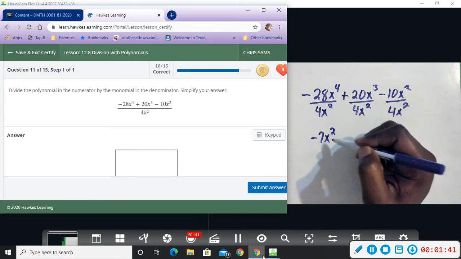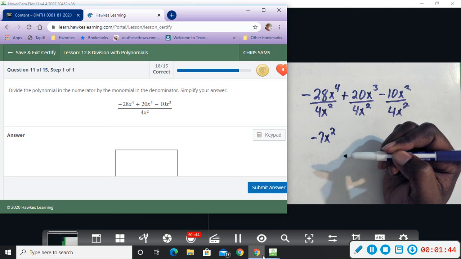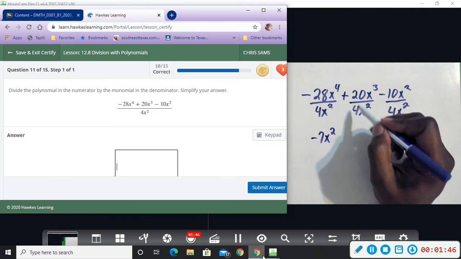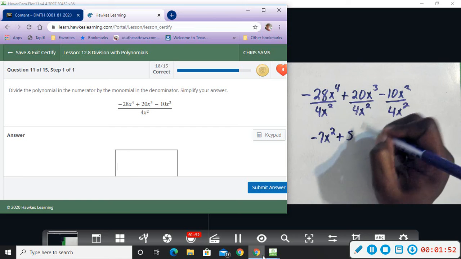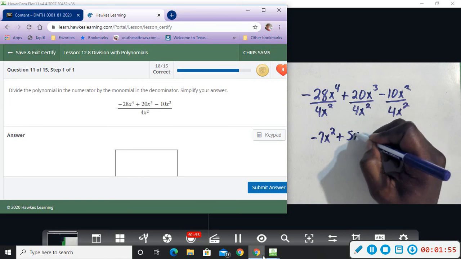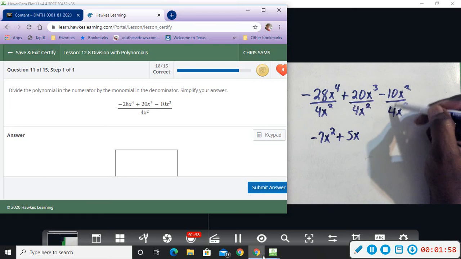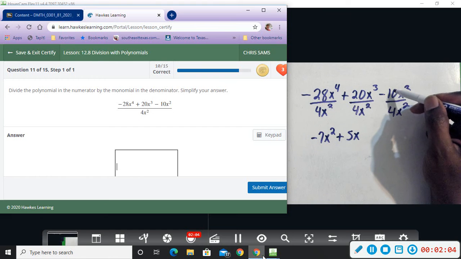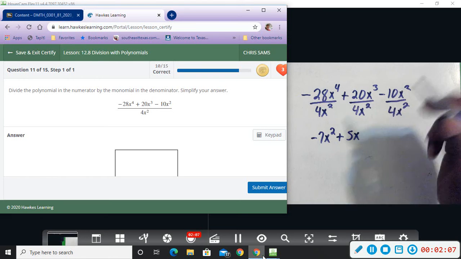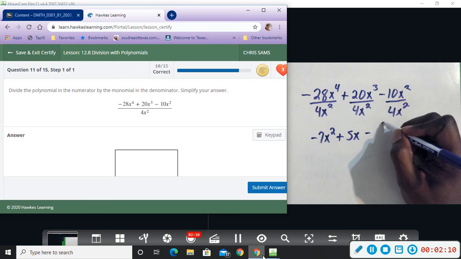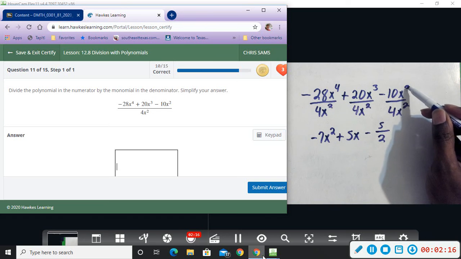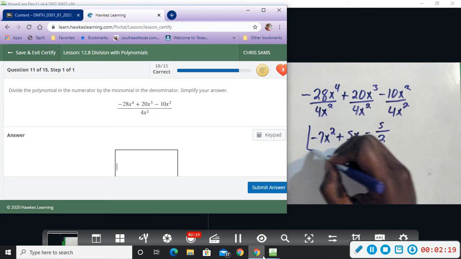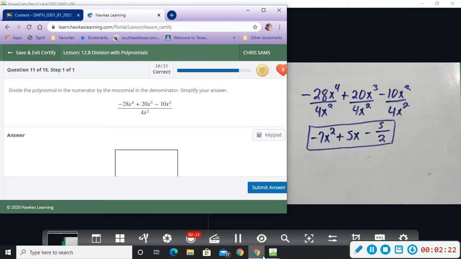So for the first term, this is what we reduced to. And then the second term, 20 divided by 4, is going to give us 5, and it's positive, so plus 5. 3 minus 2 will just give me 1x. Okay. 10 does not divide evenly into 4, so we can reduce by dividing both of these by 2. And divide by 2, that will give us 5 over 2. So we have a negative 5 over 2. And then the x will divide out because 2 minus 2 will be 0.